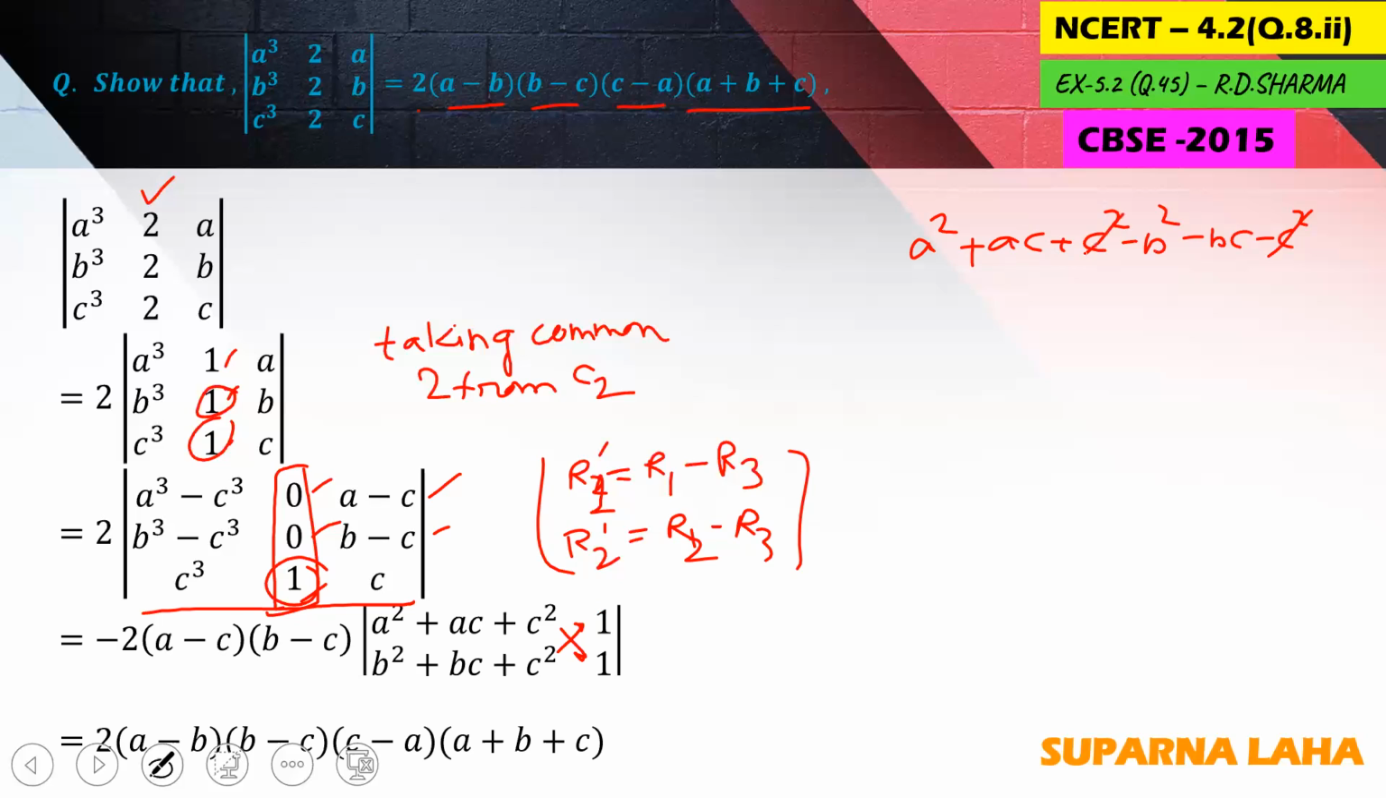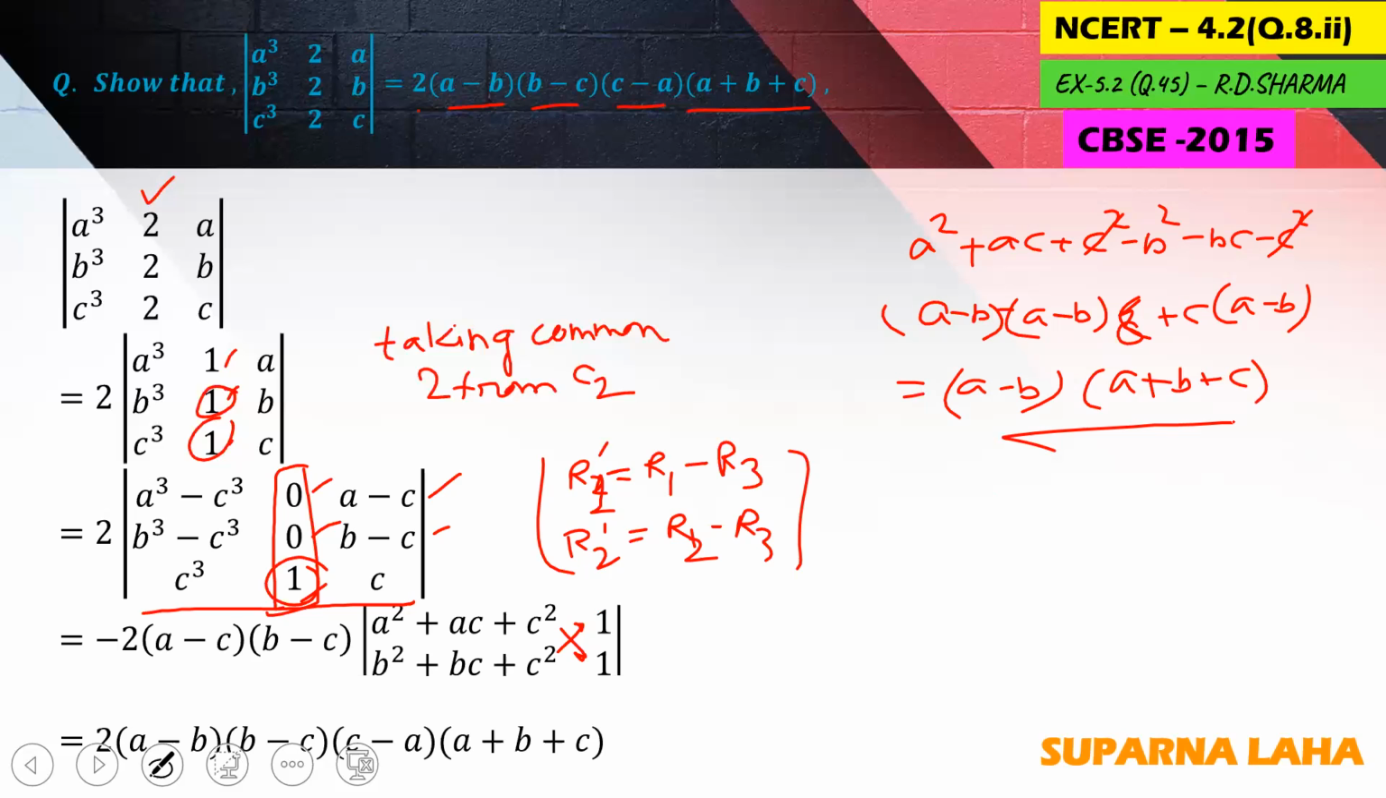So c square cancels, and this is a plus b into a minus b, a square minus b square, and taking common c, so this is a minus b. So now take a minus b common. So you will find this is a plus b plus c. And adjust this minus with this factor, this c minus a. So it will be a minus c there, so it will be c minus a. So this is proved.